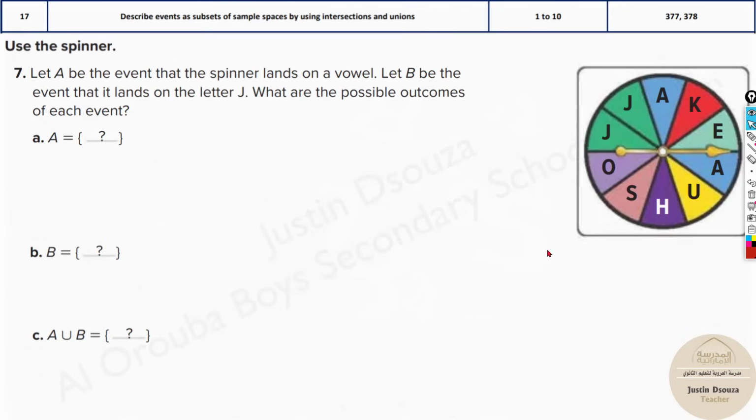Now we have another spinner with alphabets over it. Let A be the event that the spinner lands on a vowel, and let B be the event that it lands on the letter J. What are the possible outcomes? Now vowels, I'll come to it in a while. The letter J, there are two letters. Do we write both? No, we just write once, okay? The B would be just J.